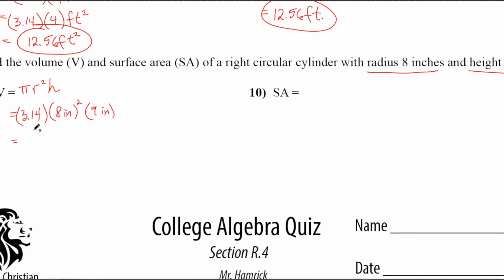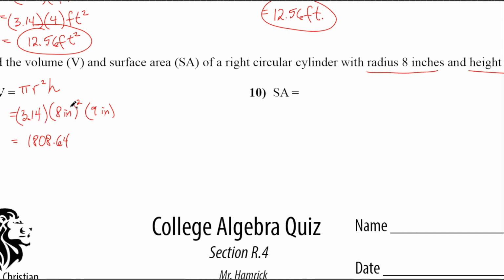8 squared, yeah, you can do this all in your calculator. So 8 squared is 64 times 3.14 times 9. Put that all in the calculator, and you get 1808.64. You only use 2 decimal places here, because we're only using 3.14. We're not using the pi button on the calculator.